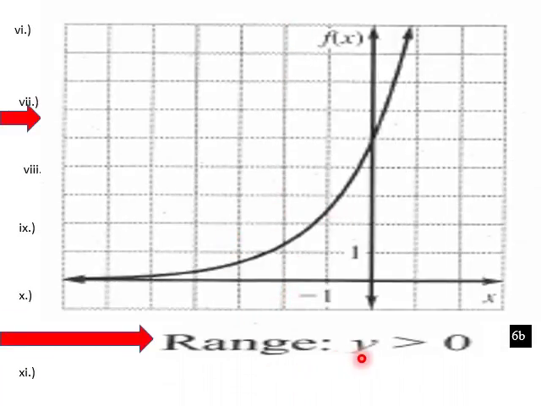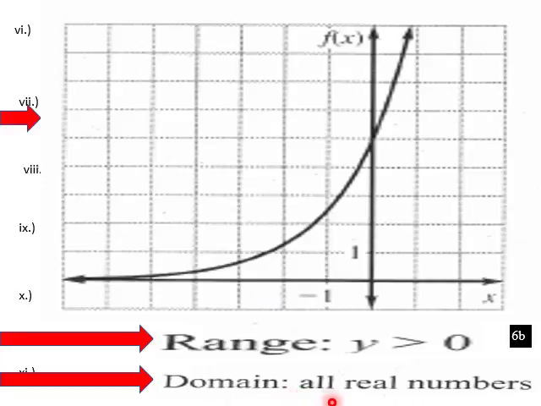And then the range is y is greater than 0. Your horizontal asymptote would be your x-axis here. And then the domain would be all real numbers. Theoretically, this graph will go forever in the positive direction on x and to the negative direction as well. So there's your range and domain of this.